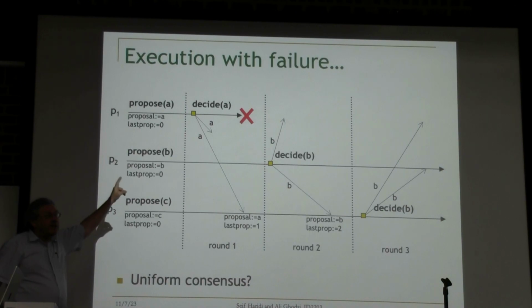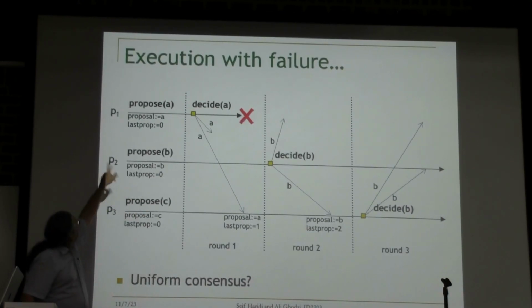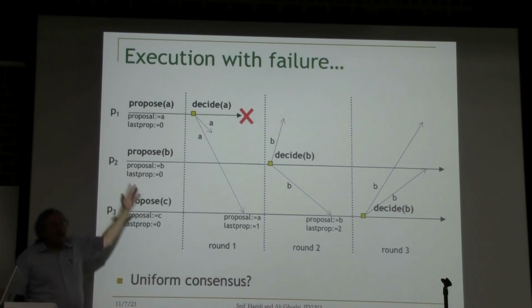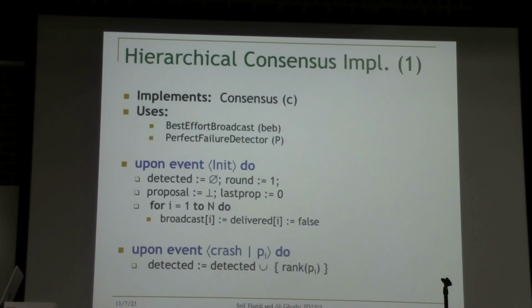Why not? P1 decides A, and the other one decides B. They're deciding differently. There's no agreement. And uniform consensus cares about failed nodes. The regular consensus will not look at P1 as a failed node. But uniform consensus looks at P1 and it decided A, and P2 decided B. So this is not uniform consensus. Okay? Not uniform.